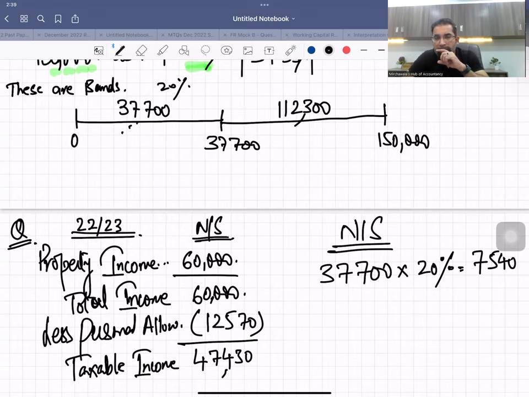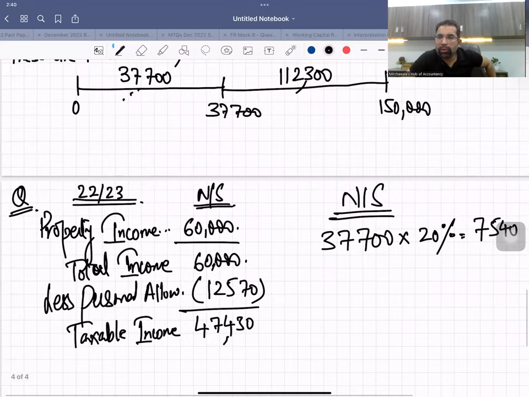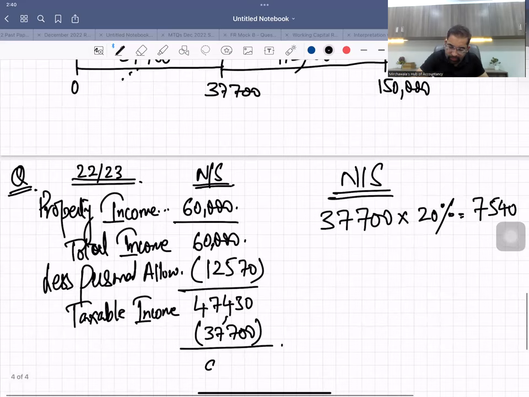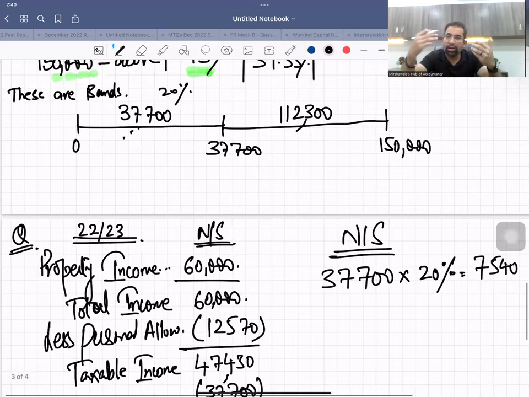Now, still you haven't completed the full tax. Wait. What was your taxable income? 47,430. Out of this 47,430, you have calculated tax on 37,700. Now let's calculate the excess income. 47,430 minus 37,700 is 9,730. So 9,730 is left. The first band is already consumed.